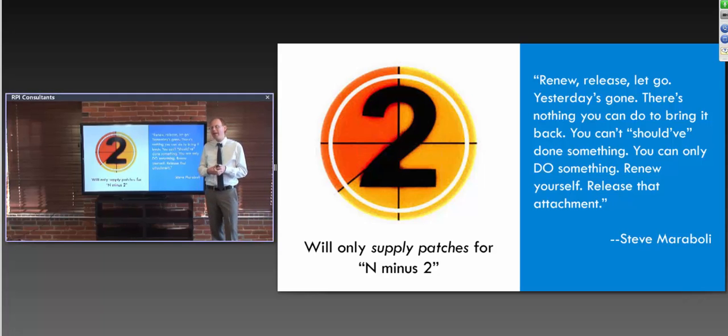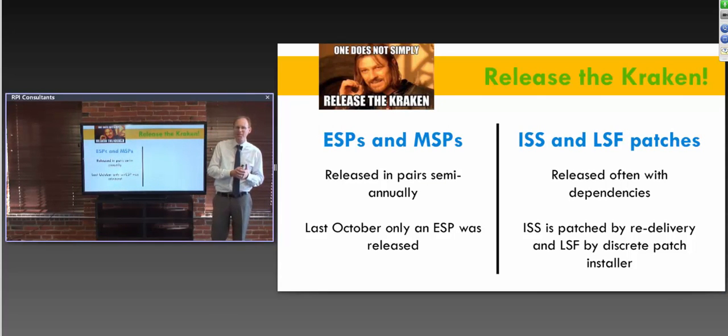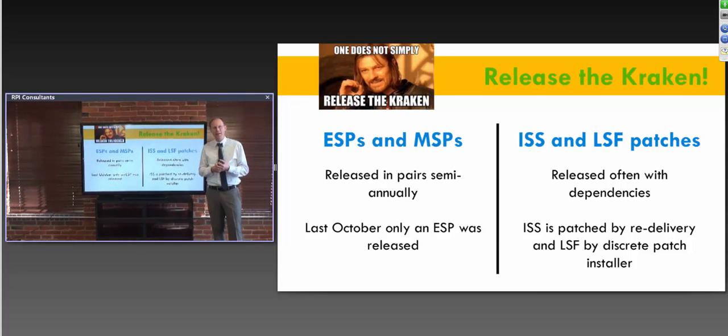That only really applies on the environment side, on the technology side, because the applications are delivered as source code. So patches like CTPs to the application, because they patch the source, are more widely available across versions. Infor has standardized to a twice yearly release for ESPs and MSPs. They come out as a pair, once in the spring, once in the fall.